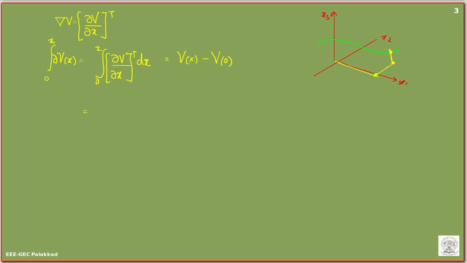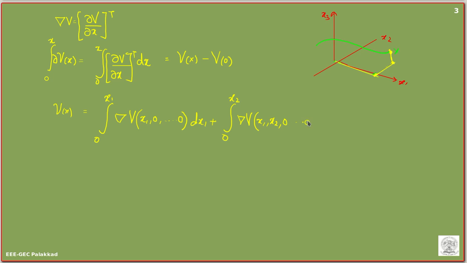So I can write v of x as the integral from 0 to x1 of del v. When I am moving along the x1 coordinate, only x1 is there and all other terms are 0. Then, with respect to dx1, I have the integral from 0 to x2 of del v. Here we are in the x1, x2 plane, so x1 and x2 are there, but all other terms are 0, along the x3 direction it is 0.